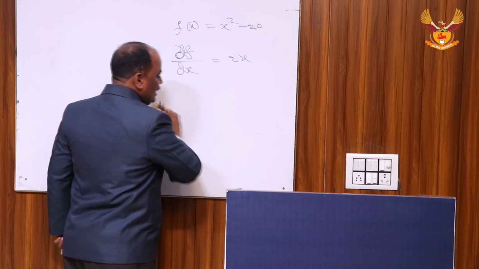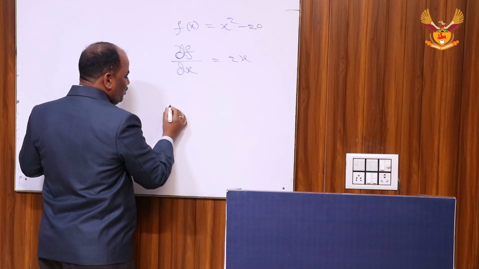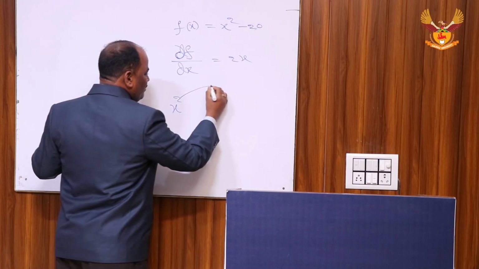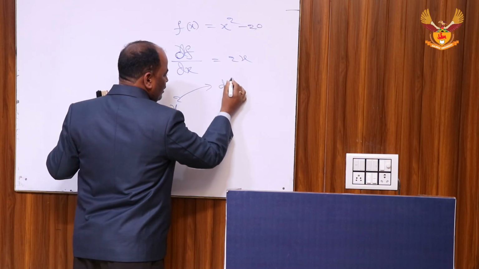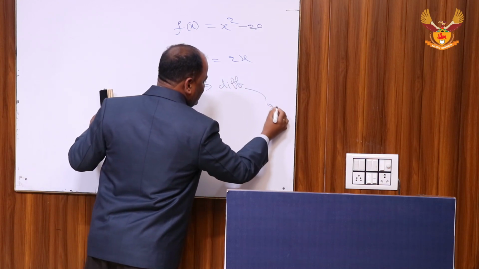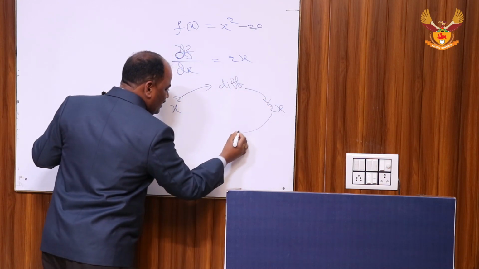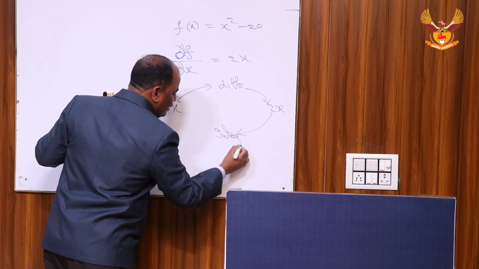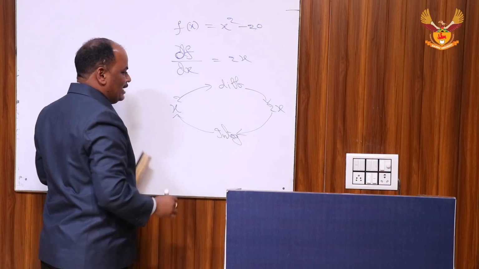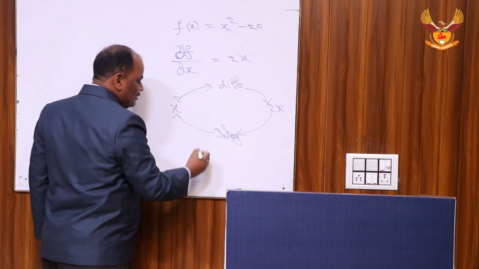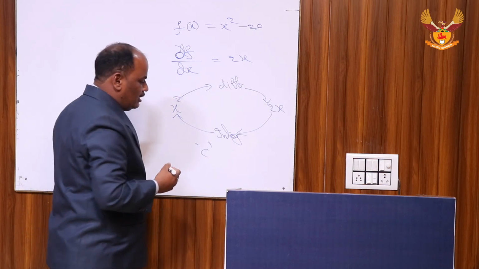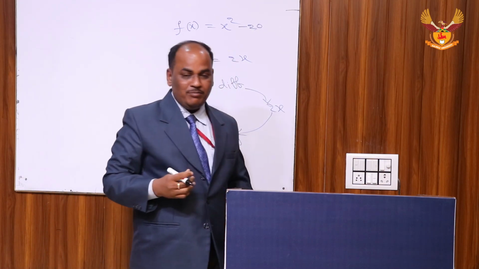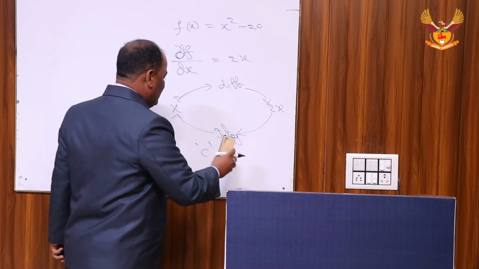I will show it simply with a diagram. For example, x square after differentiation becomes 2x, and after integration it comes back as x square plus c, where c is an integration constant. There are so many fundamental formulas for integration.